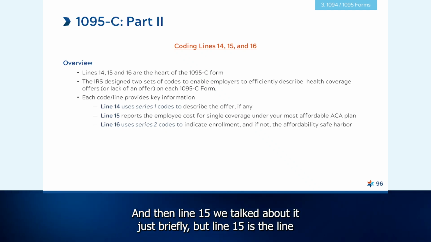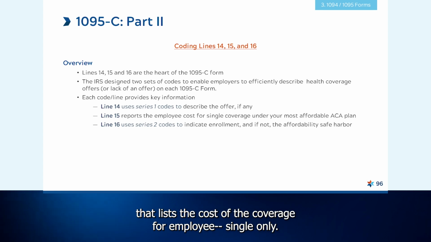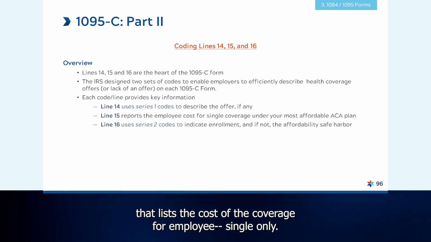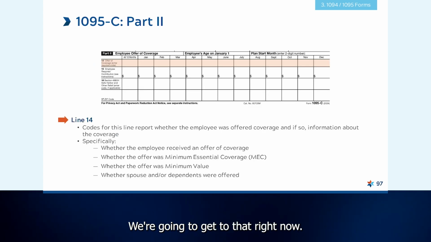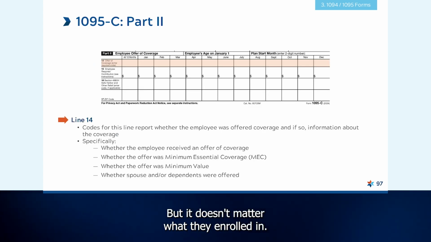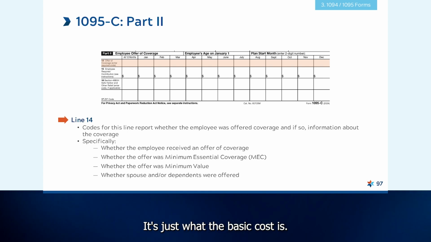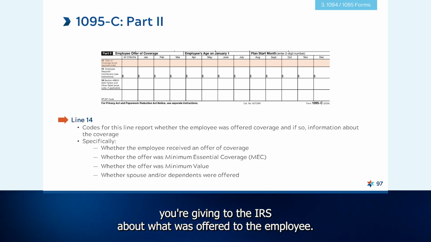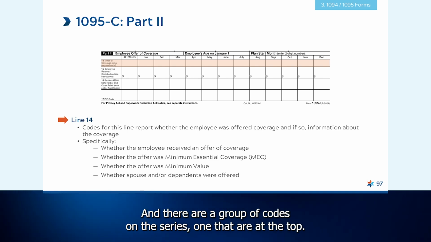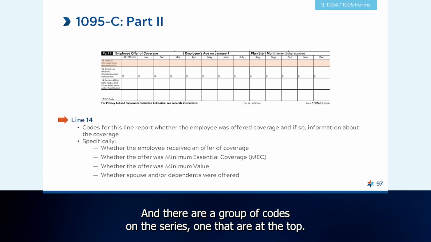And then line 15, we talked about it just briefly, but line 15 is the line that lists the cost of the coverage for employee single only. And it doesn't matter what they enrolled in. It's just what the basic cost is. So line 14, this is information you're giving to the IRS about what was offered to the employee. And there are a group of codes on the series 1 that are at the top.